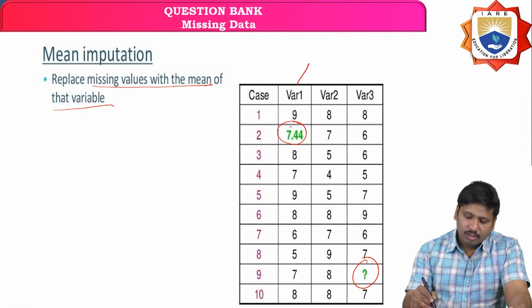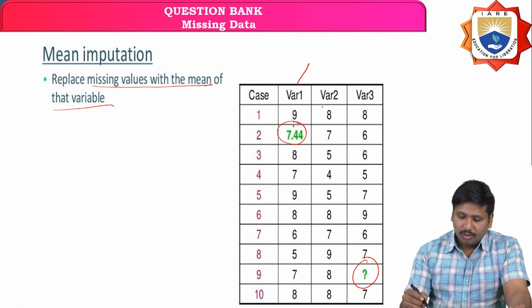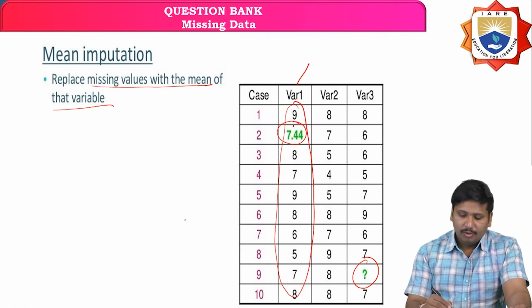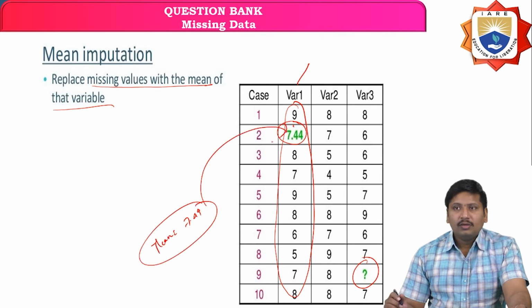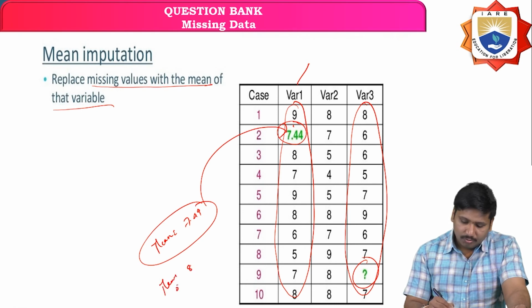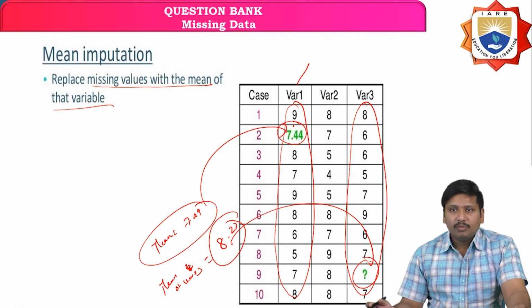How am I going to fill this missing value with the mean imputation method? For that, I have to consider the mean of that variable. So what is the mean of this variable? I have to find it out. Let 7.44 be the mean. So this value I'm going to fill in for the missing value. Similarly, I calculate the mean of the other variable. Suppose I get 8, so the mean of variable 3 is 8 point something 23, and I fill this in for the missing value in variable 3.